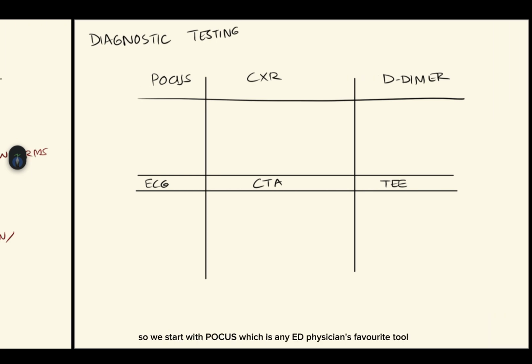So we start with POCUS, which is any ED physician's favorite tool. This is indispensable in the initial assessment because it can be done bedside, it can be done in any hemodynamically stable or unstable patient with a suspected dissection. Then the question is, what are we looking for? So first thing we're looking for is, is there any pericardial effusion? Is there any tamponade physiology?